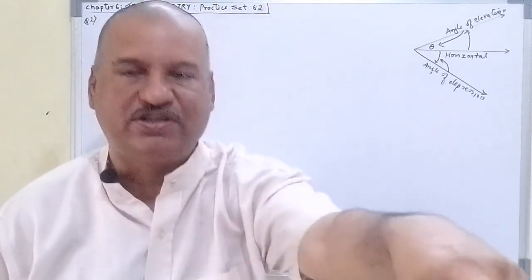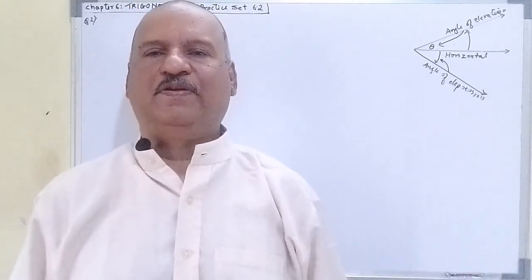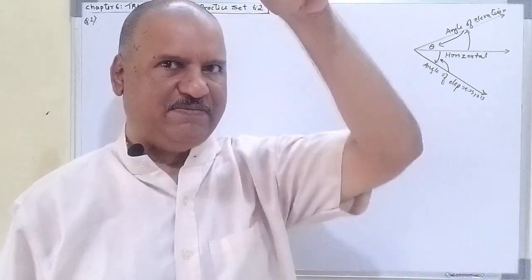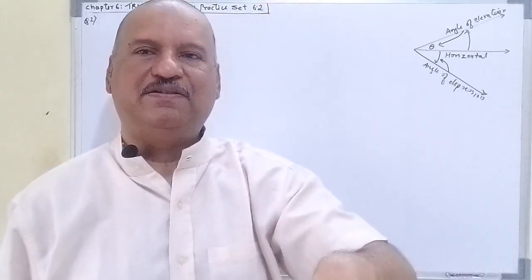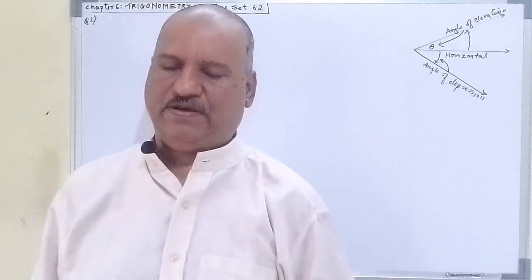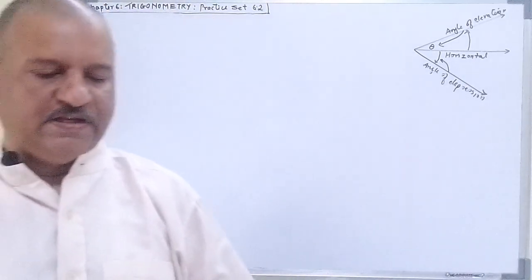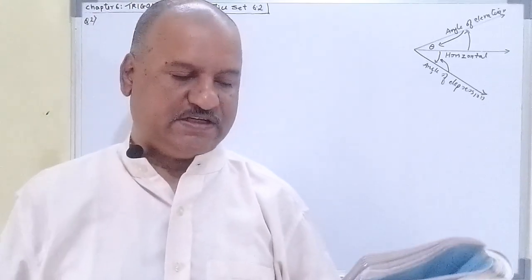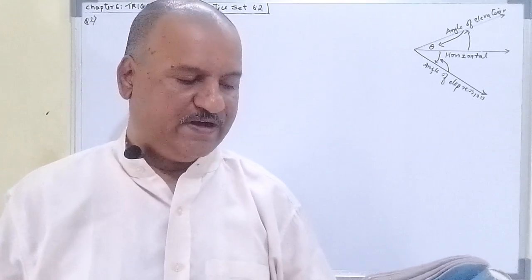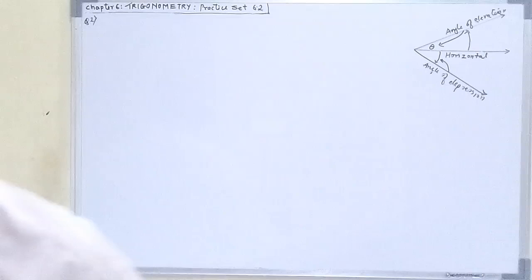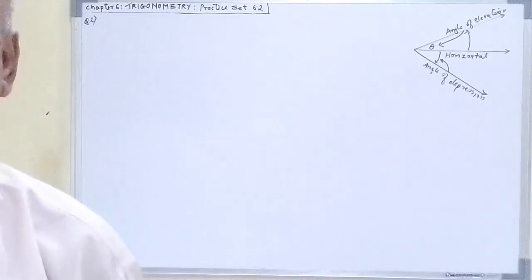I am looking down at the ocean. I see the ship. So this is my horizontal line, and I look down. So I make an angle with the horizontal which is moving downward. So, the angle of depression. Okay? That is 60 degrees. If the height of the lighthouse is 90 meters, find how far the ship is from the lighthouse. This we have to find.